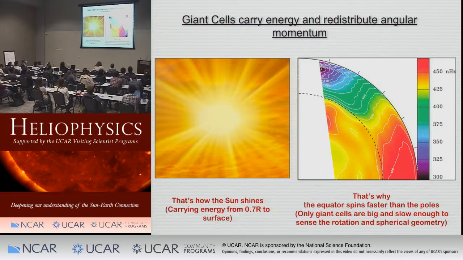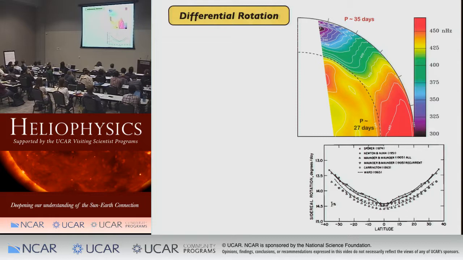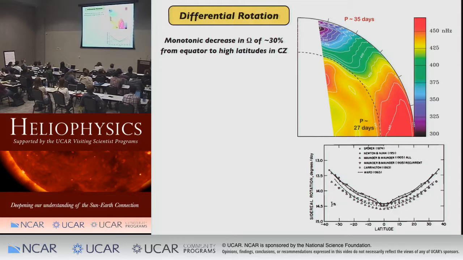And so some interesting things about the differential rotation of the sun is there's a monotonic decrease of about 30% from equator to pole. First of all, 30% is huge. So there must be something in the giant cells down here. There must be something that is transporting angular momentum from the poles to the equator that's spinning up the equator. And second of all, it's not banded zonal flows like Jupiter. It's not a series of east-west bands. It's just monotonic. It's fast equator, slow pole.